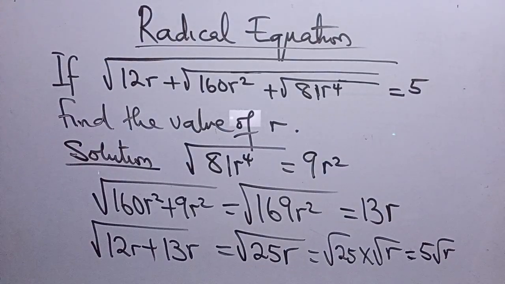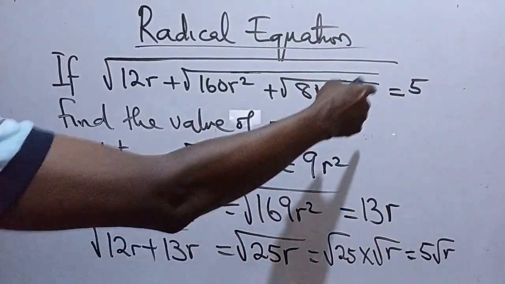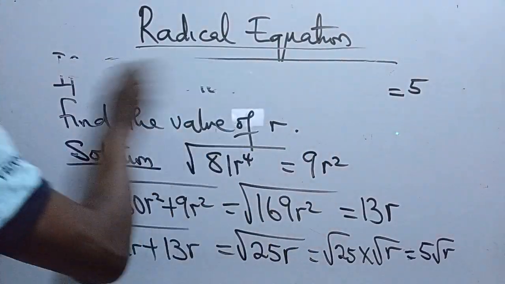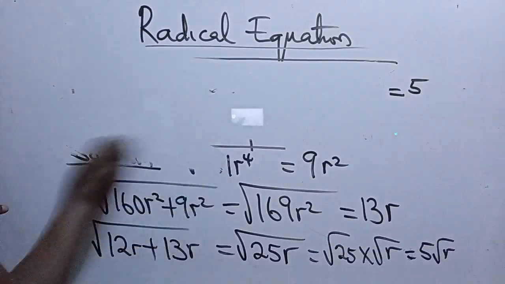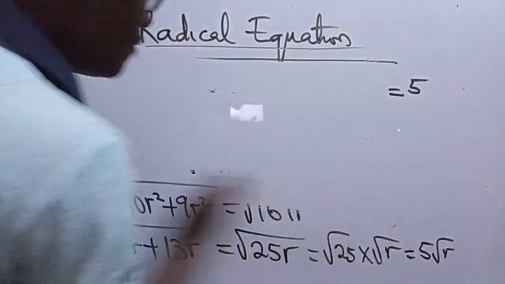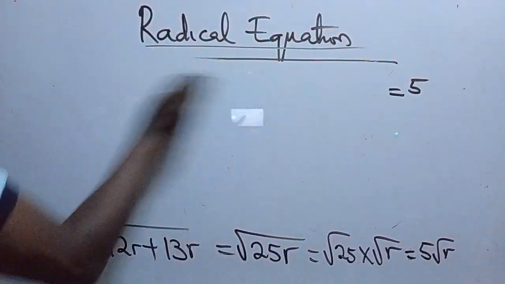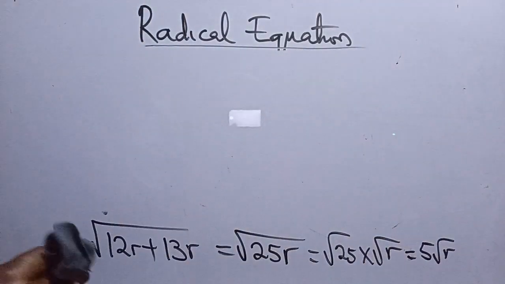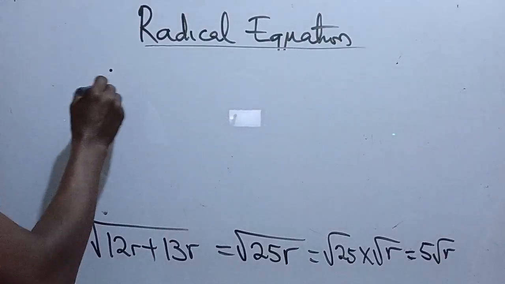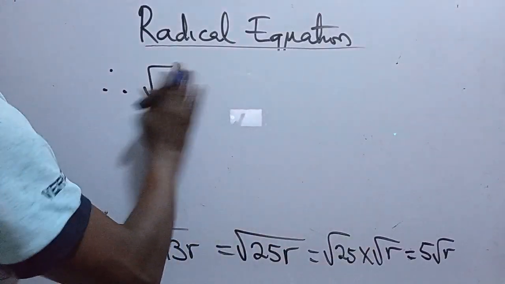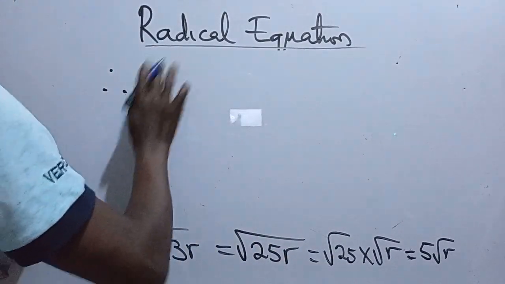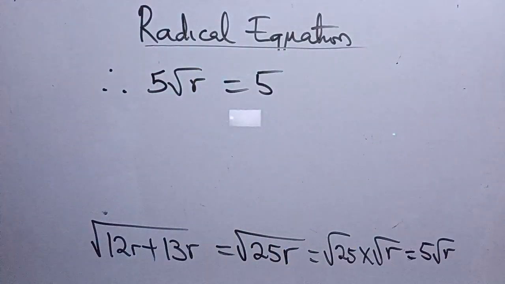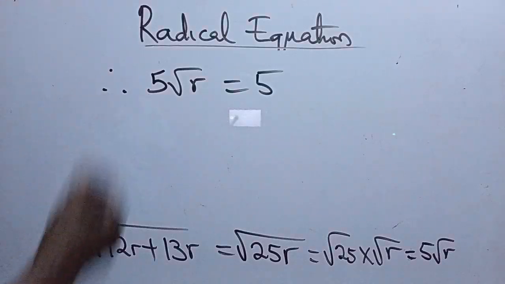Fine. Now, having gotten that, don't forget our right hand side is equal to 5. Let's clean this. And the whole of the square root, we have gotten it to be 5 root r. Now, in that case, we can say that therefore 5 root r is equal to 5 on the right. Yes, 5 root r is equal to 5.